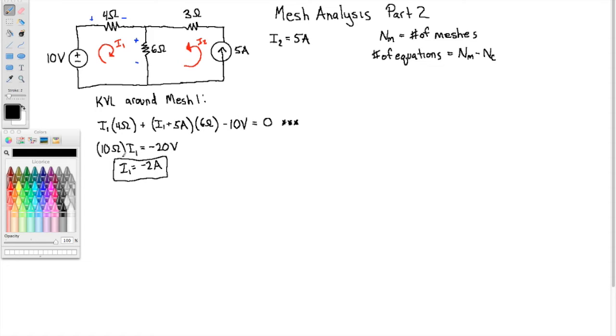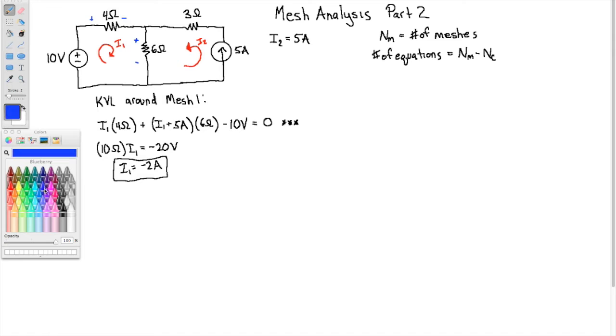Okay, and we have it. So this circuit, using mesh analysis, took one equation and one unknown. If we use nodal analysis, if you'll recall, we have 1, 2, 3, 4 nodes, minus 1 for ground, minus 1 voltage source. Nodal analysis would have taken 2 equations here. So mesh analysis is the way to go. So we've got minus 2 amps.